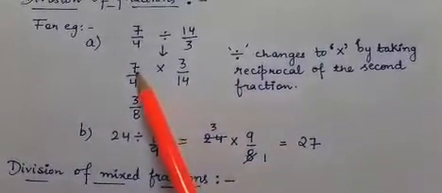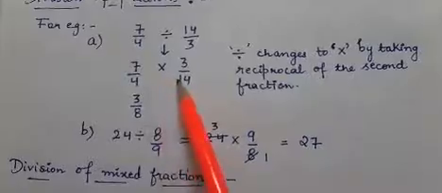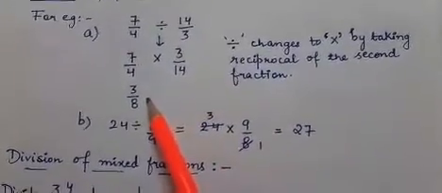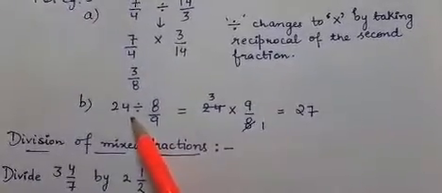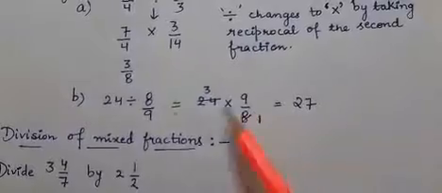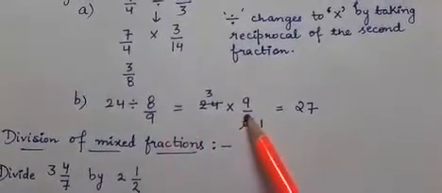Now I can clearly see that 7 and 14 can be divided by 7 and I get the final answer as 3 upon 8. Another example is 24 divided by 8 by 9. So 24 into 9 upon 8. 8 by 9 changes to 9 upon 8.